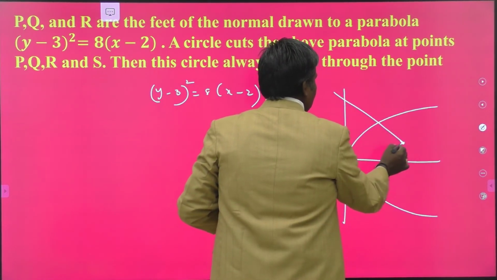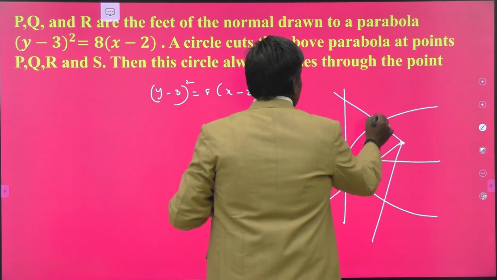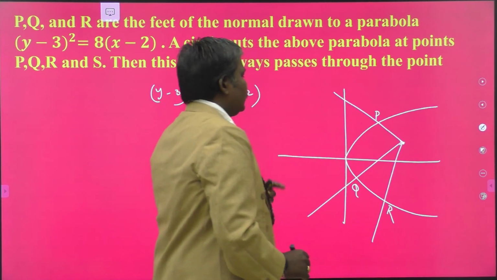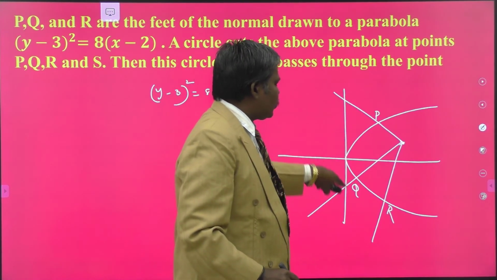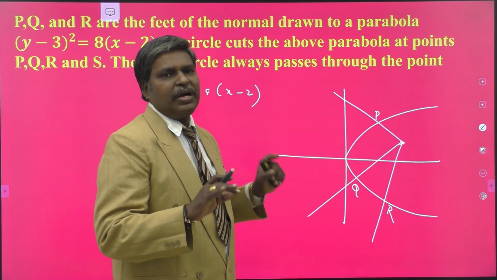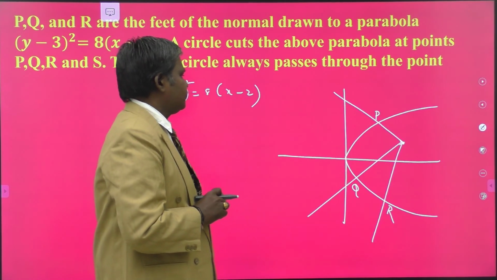3 normals are drawn from that point to the parabola. Their feet are given to you: P, Q, R. Some circle passes through P, Q, R and another point S. That circle must be passing through one fixed point. What is that fixed point they are asking?